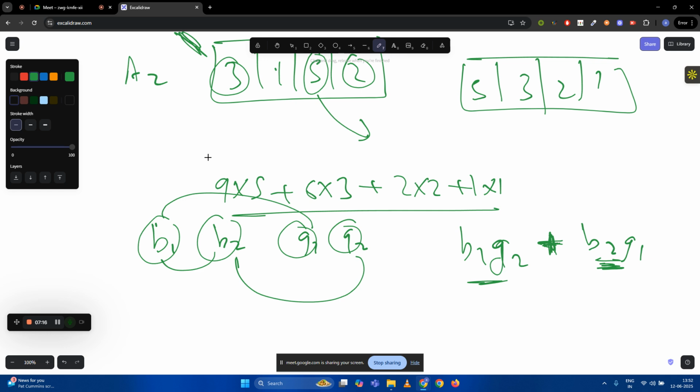9 and 6 both are of one array. So 9 into 3 and 5 into 6.